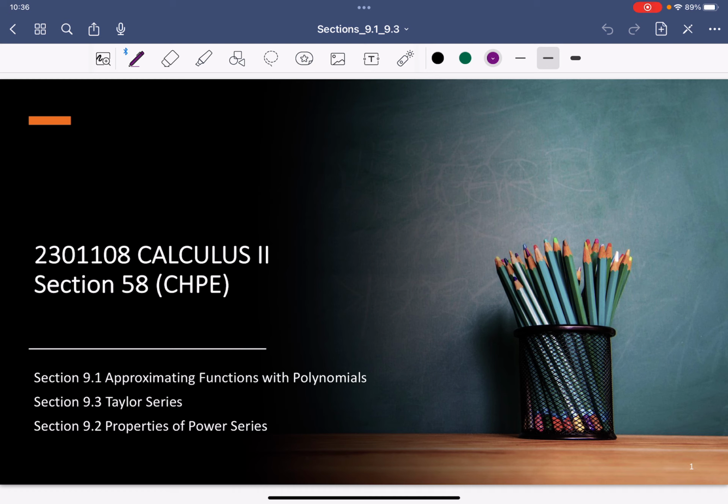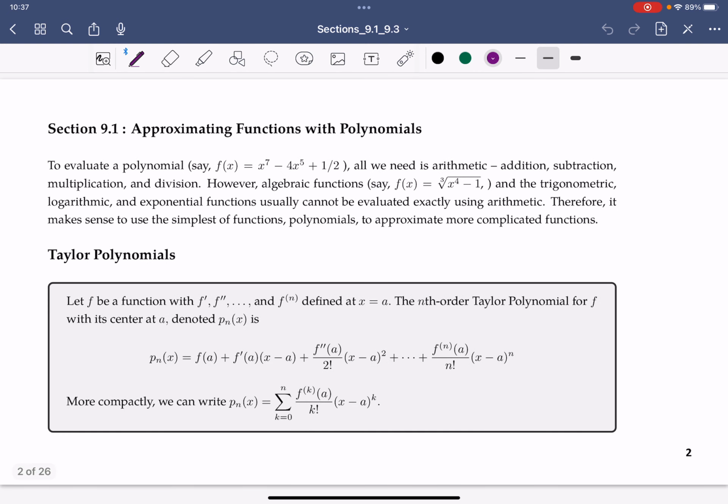This is because the Taylor series is the extension of the Taylor polynomial, so we just move to section 9.3 to learn first, and then the last one is going to be section 9.2, which is the power series. This is a special form of series that has so many properties. Okay, let's start with section 9.1.